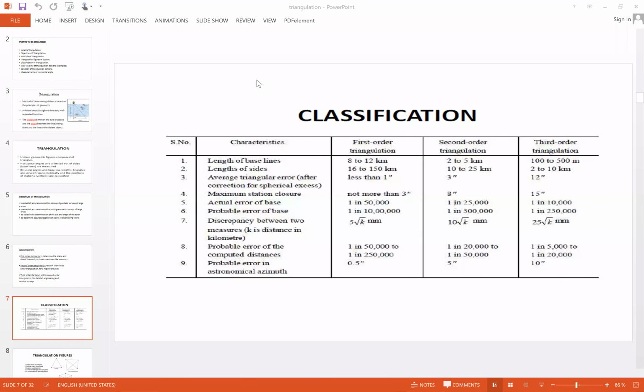For instance, if it is first order triangulation, then the length of the baselines will be from 8 to 12 kilometers, since in first order triangulation we cover a larger area. And if it is second order triangulation, then it is 2 to 5 kilometers. Similarly, the third order, that is specific for some engineering project, covers a smaller area, and the baseline length will be further smaller. So these are different guidelines that you can follow while performing the triangulation survey in the field.